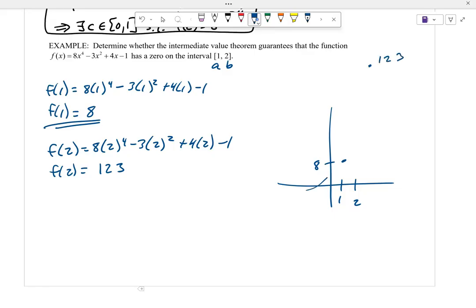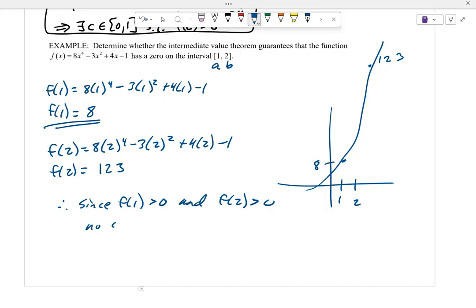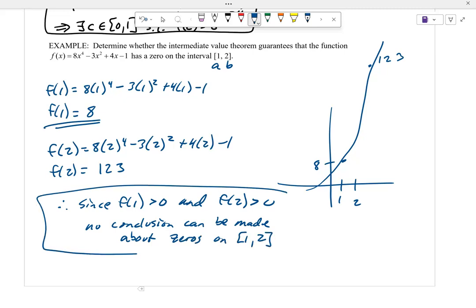So there's some polynomial, but I have not guaranteed a zero because I'm staying positive. There's no way I can guarantee the existence of a zero between there. So therefore, since f of 1 is positive and f of 2 is positive, no conclusion can be made about zeros on that interval. There might be, but there might not be. We don't know. Haven't guaranteed it at least.